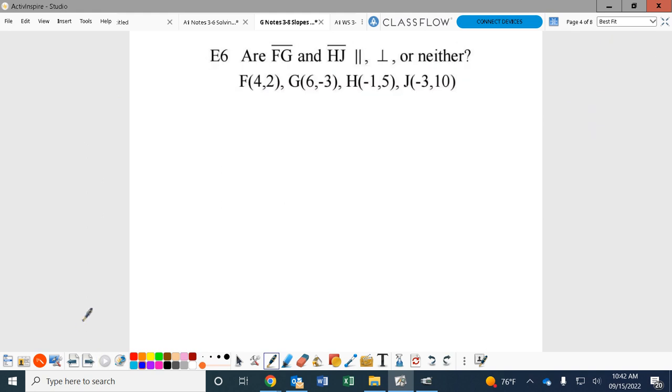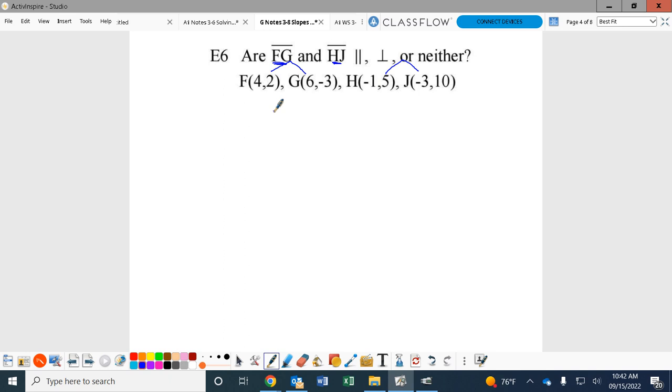To find out if these are parallel, perpendicular, or neither, we're going to look at these two lines. How do we know what letters to put together? They told us what two letters to put together right here. We're going to find the slope for these two, and the slope of these two, and we are going to compare them. It's the same thing we just did on the graph, but instead of having a graph, we have to do it with points, using that formula.